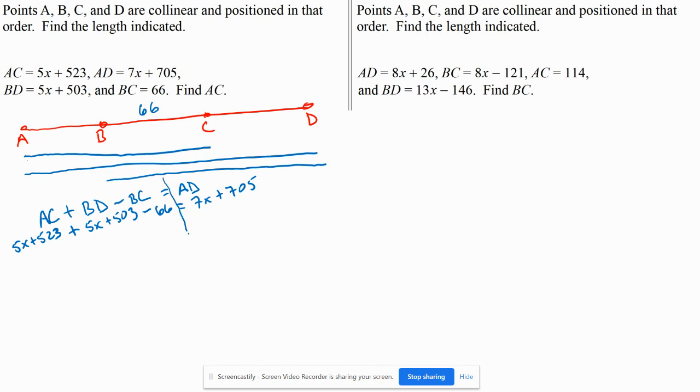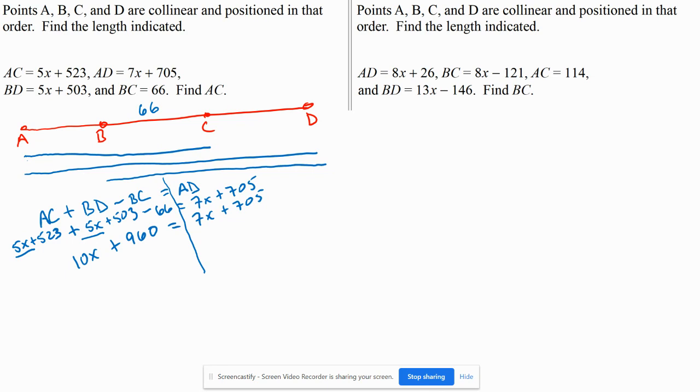All right, let me separate things through the equal sign to make it easy for me to see. Now, simple algebra. Let me combine like terms. On the left side, there's too many terms. Let me combine like terms. 5x plus 5x. That gives me 10x. Now, my numbers there, I have 523 plus 503 minus 66. That is 960. Now, on the right side, I have 7x plus 705. Good.